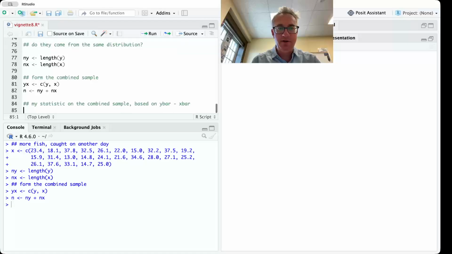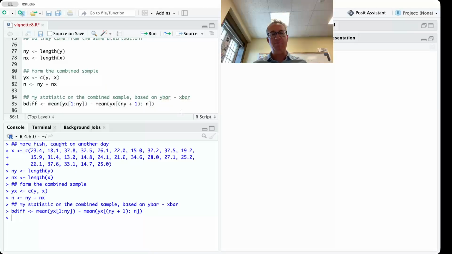I like to call this bdiff, for bar difference, the difference between y bar and x bar. So mean, I'm going to take the yx combined sample and take the first ny of them in my y bar, and then the mean of the next ny plus 1 up to n of them for the x part of the sample. Now you might be saying, why did he bother with all this yx combined sample stuff?